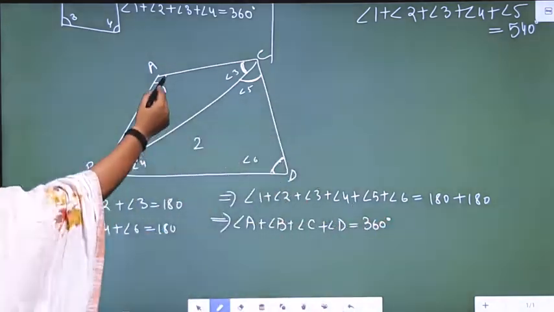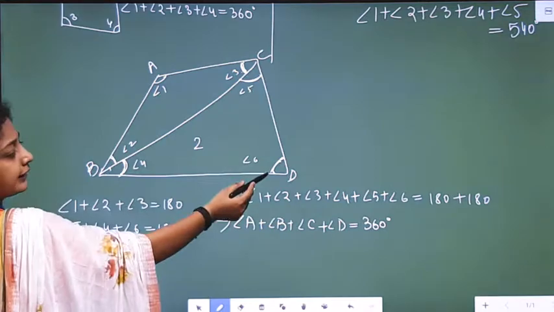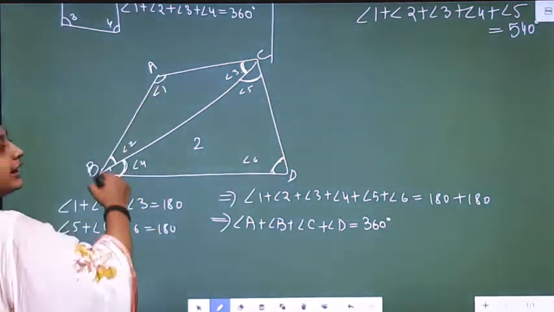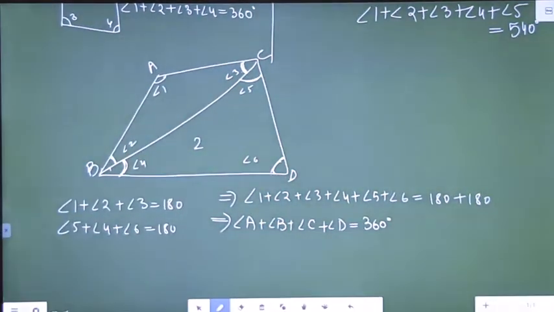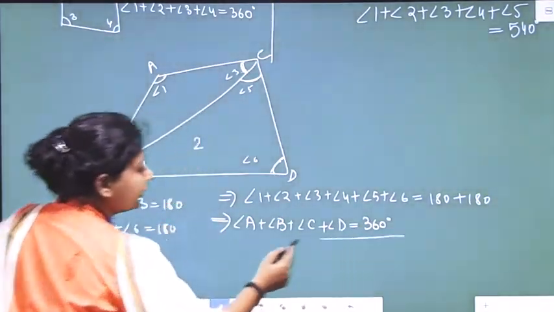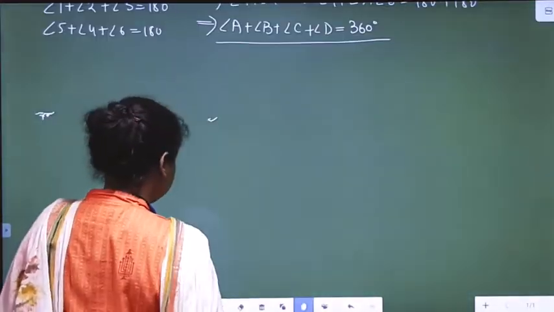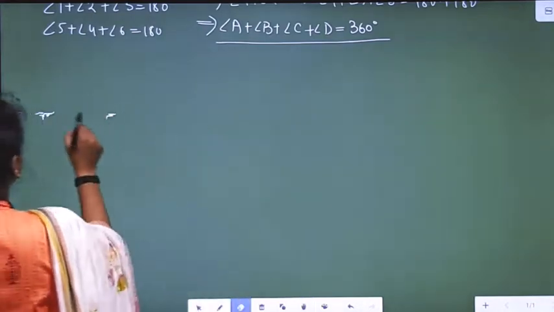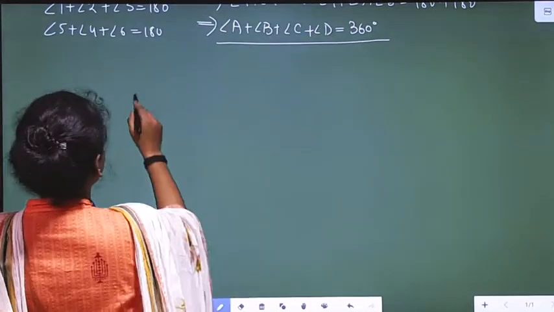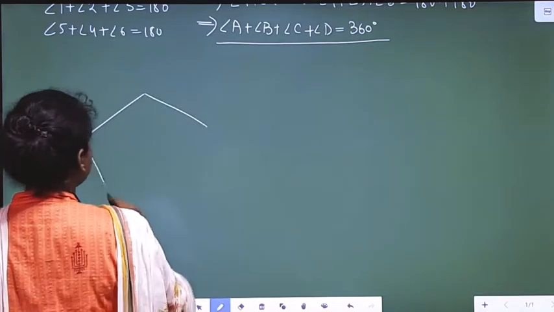Now see, angle A, angle B, angle C and angle D are all the angles of the quadrilateral. Therefore, the sum of all the angles of a quadrilateral is 360. We can prove this for the pentagon as well. Let's draw a pentagon.